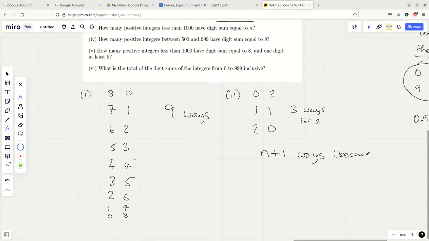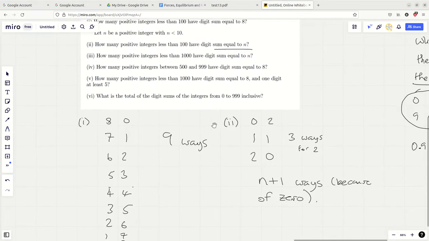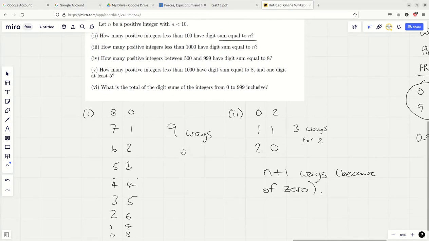I wrote a bit more down when I was answering this because you never know how many marks the question's worth. But I think it wasn't worth too many marks. I think it was only worth a couple in the end, or maybe even one. But there's n plus one ways because of the zero. That's essentially it, provided that n is less than 10. That's really important. Okay, so that's part two. That wasn't too bad either.